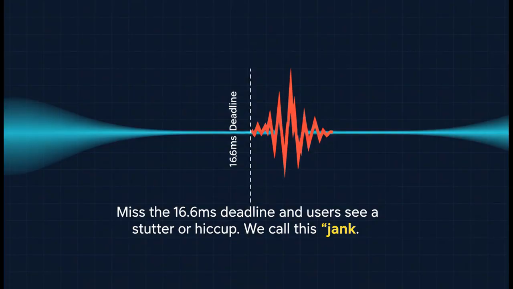And if you miss that deadline, even by a tiny fraction of a second, that whole illusion of fluid motion just shatters. Now, your user doesn't know the technical reason, right? They just know the app feels slow, it feels clunky, maybe even unprofessional. That feeling, that's what we call jank.